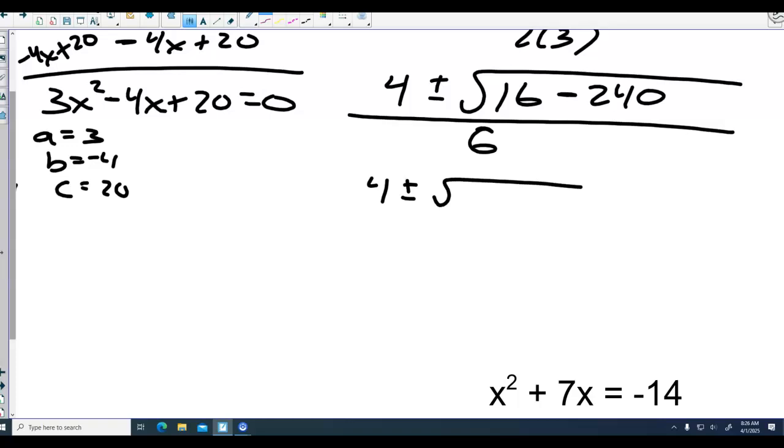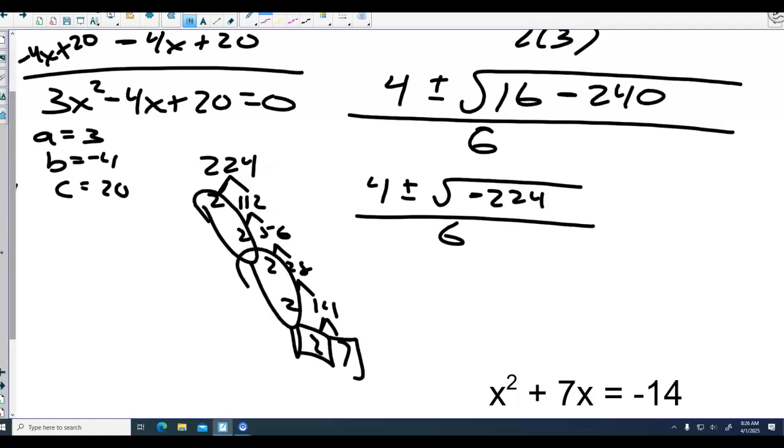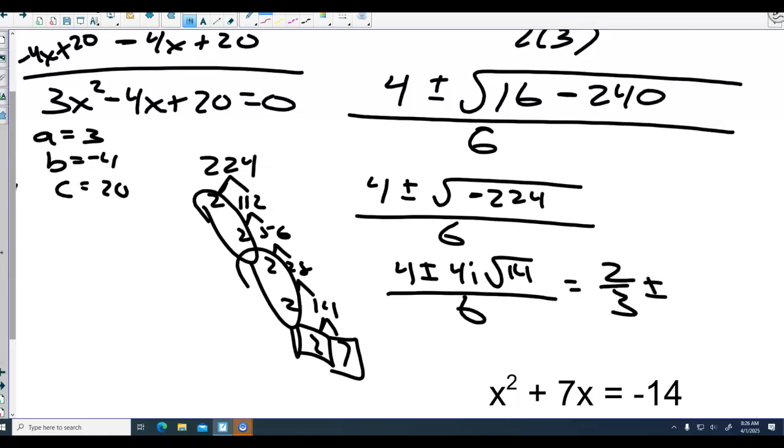4 plus or minus the square root of negative 224, over 6. We got to break up 224. 2 and 112. 2 and 56. 2 and 28. 2 and 14. 2 and 7. Pair of 2s. Pair of 2s. 2 times 2 is 4. 2 times 7 is 14. 4 plus or minus 4i root 14, over 6. And then I break it up. 2/3 plus or minus 2i root 14 over 3.